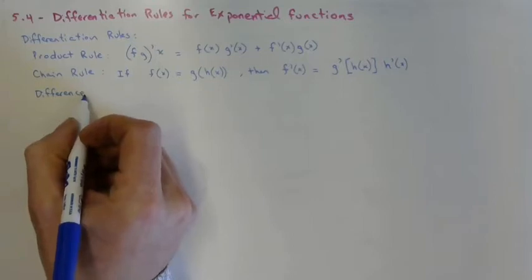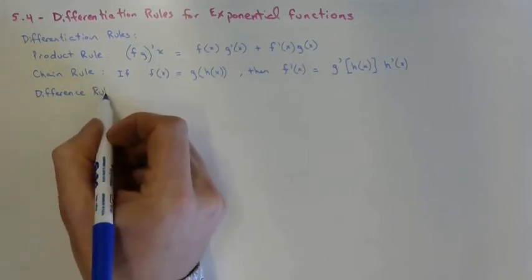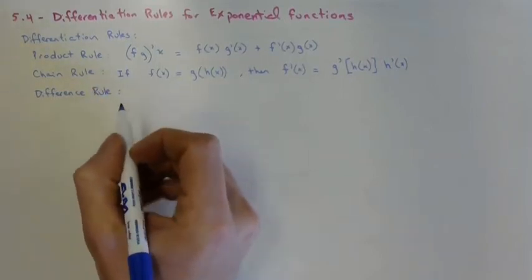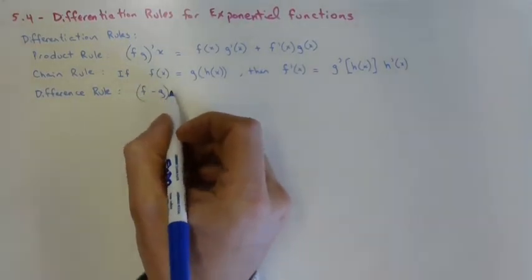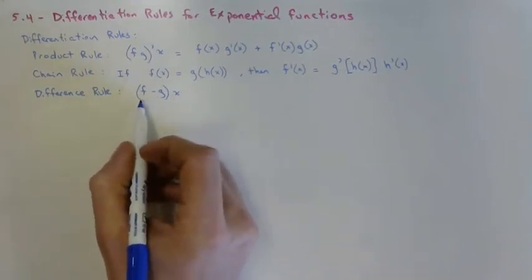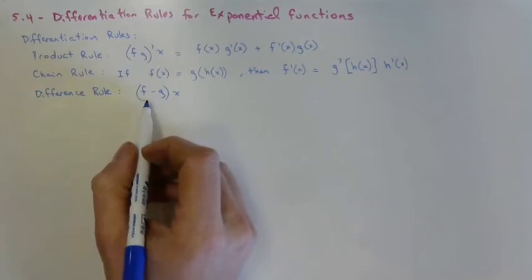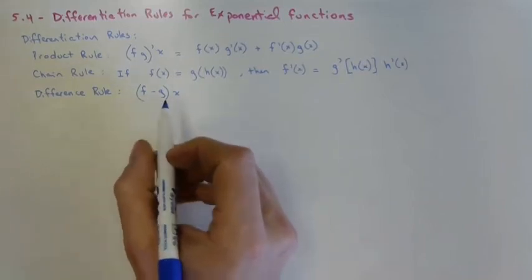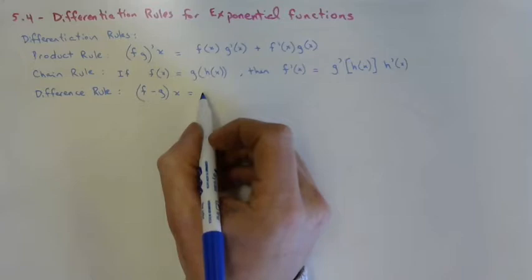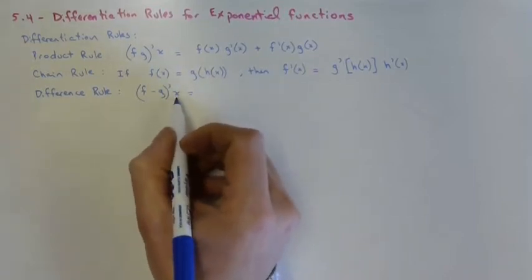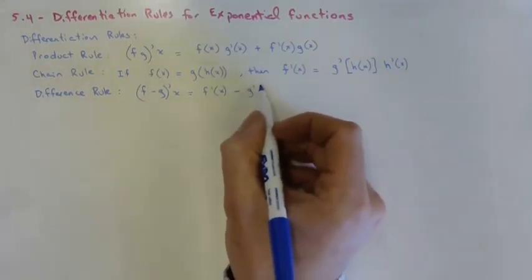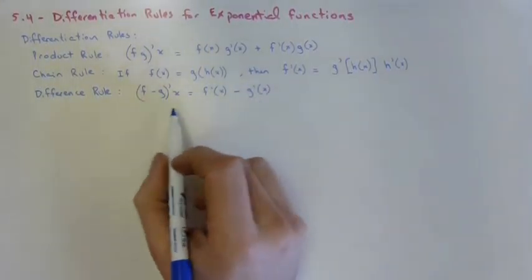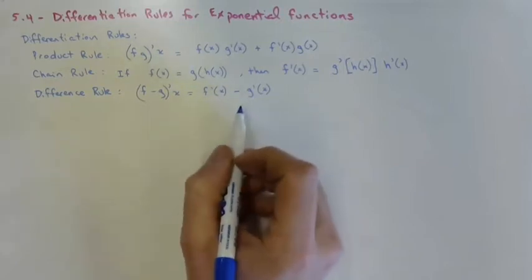We also have a difference rule. This one we kind of do automatically without even thinking about it. But if we realize that we are taking the derivative of a function that is a difference of two functions, so it's a polynomial or a string of addition and subtraction of different functions, then the derivative is the derivative of the first function minus the derivative of the second function. It's just dealing with the parts of the function somewhat separately.